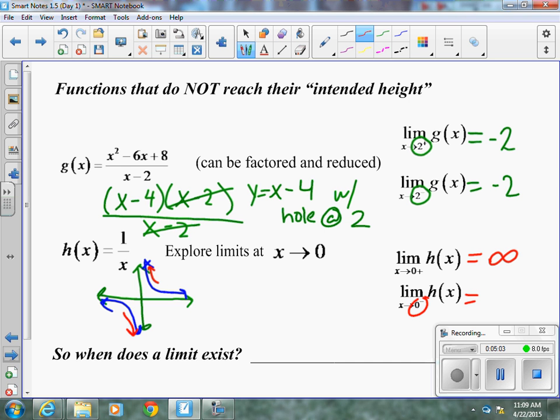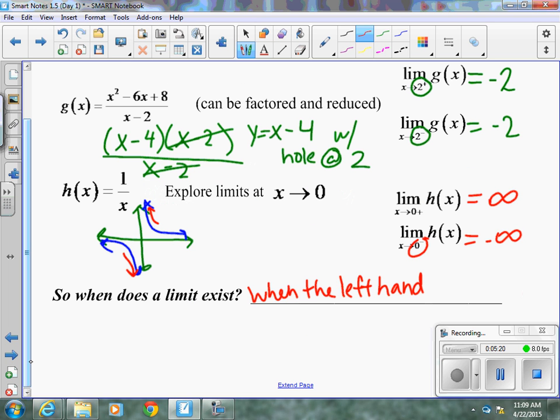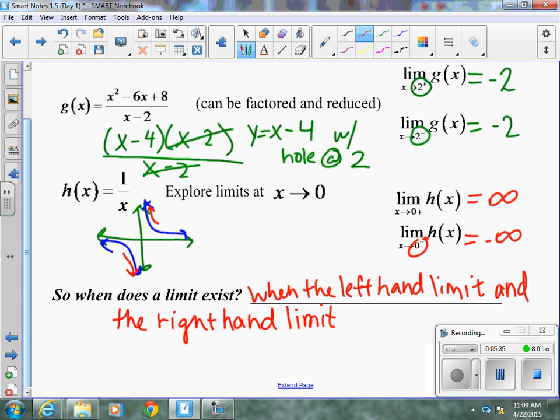Now, when does a limit exist? A limit exists when the left-hand limit and the right-hand limit are equal.